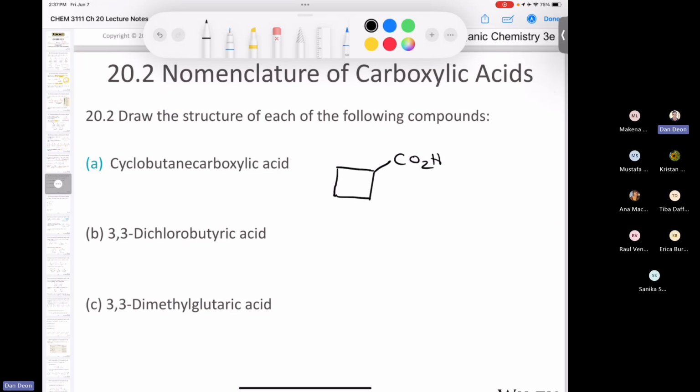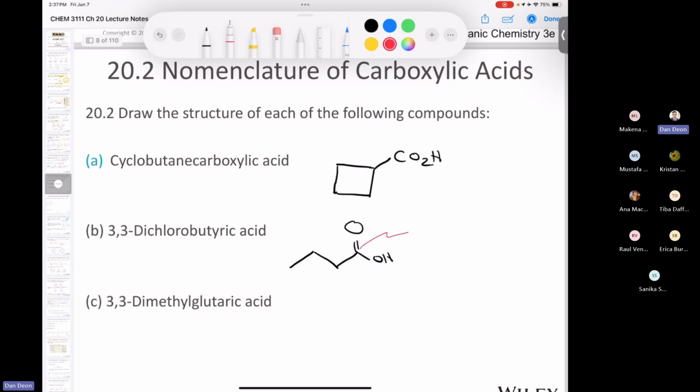The next one is 3,3-dichlorobutyric acid. So butyric acid has 1, 2, 3, 4 carbons, right? The carbon that has the carbonyl on it, the carboxyl carbon, that's going to be carbon number 1. And so if we have 1, 2, 3, we're going to have 3,3-dichloro. Like that. And the next one is glutaric acid.